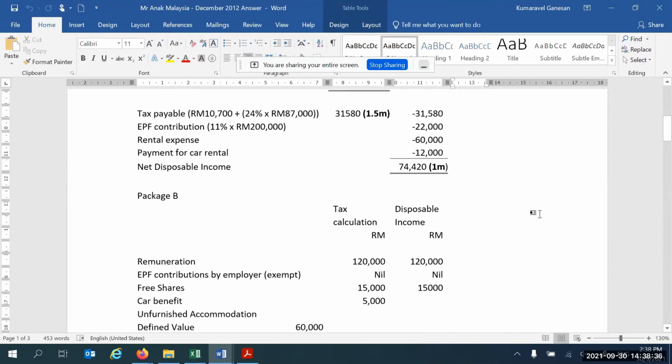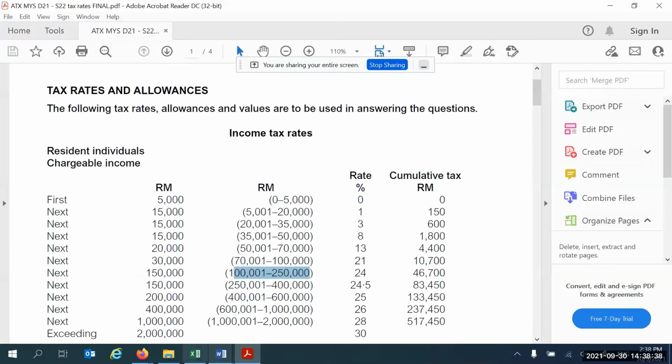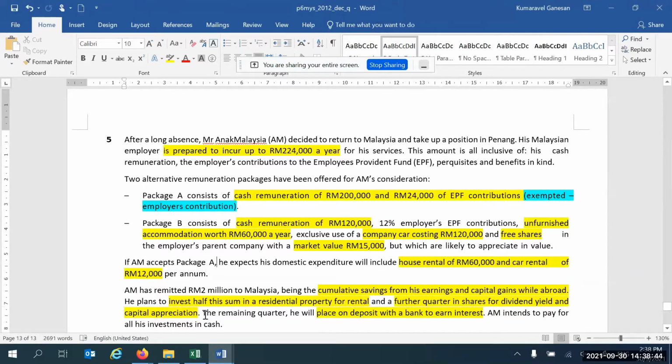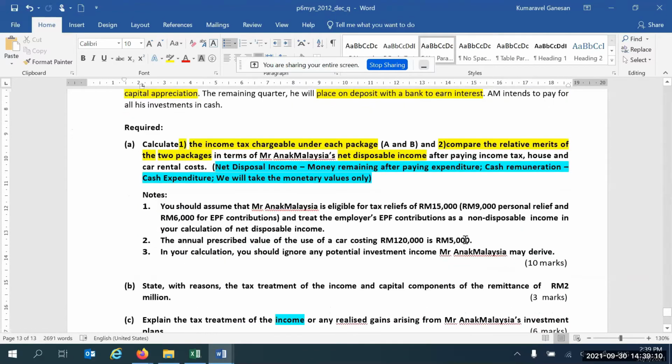Now for package B, you just follow what is being tested. Cash remuneration. Employer's EPF contribution is exempted for tax, and it is also not required to be part of the disposable income. Okay, unfurnished 60, and later company car 120. This benefit in kind is not given in the table, but given here.